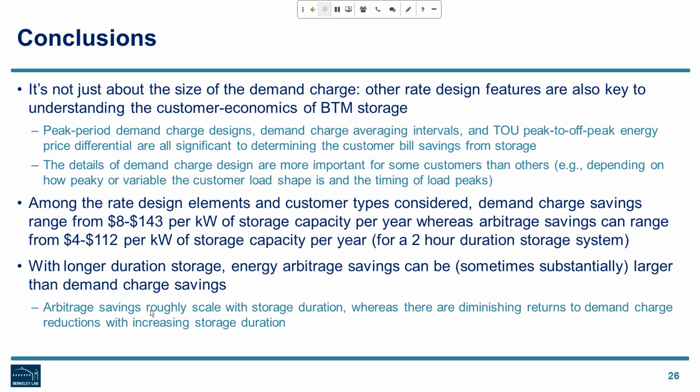With longer duration storage, energy arbitrage savings can sometimes be substantially larger than demand charge savings. And again, arbitrage savings roughly scale with storage duration, whereas there are diminishing returns to demand charge reductions with increasing storage durations.